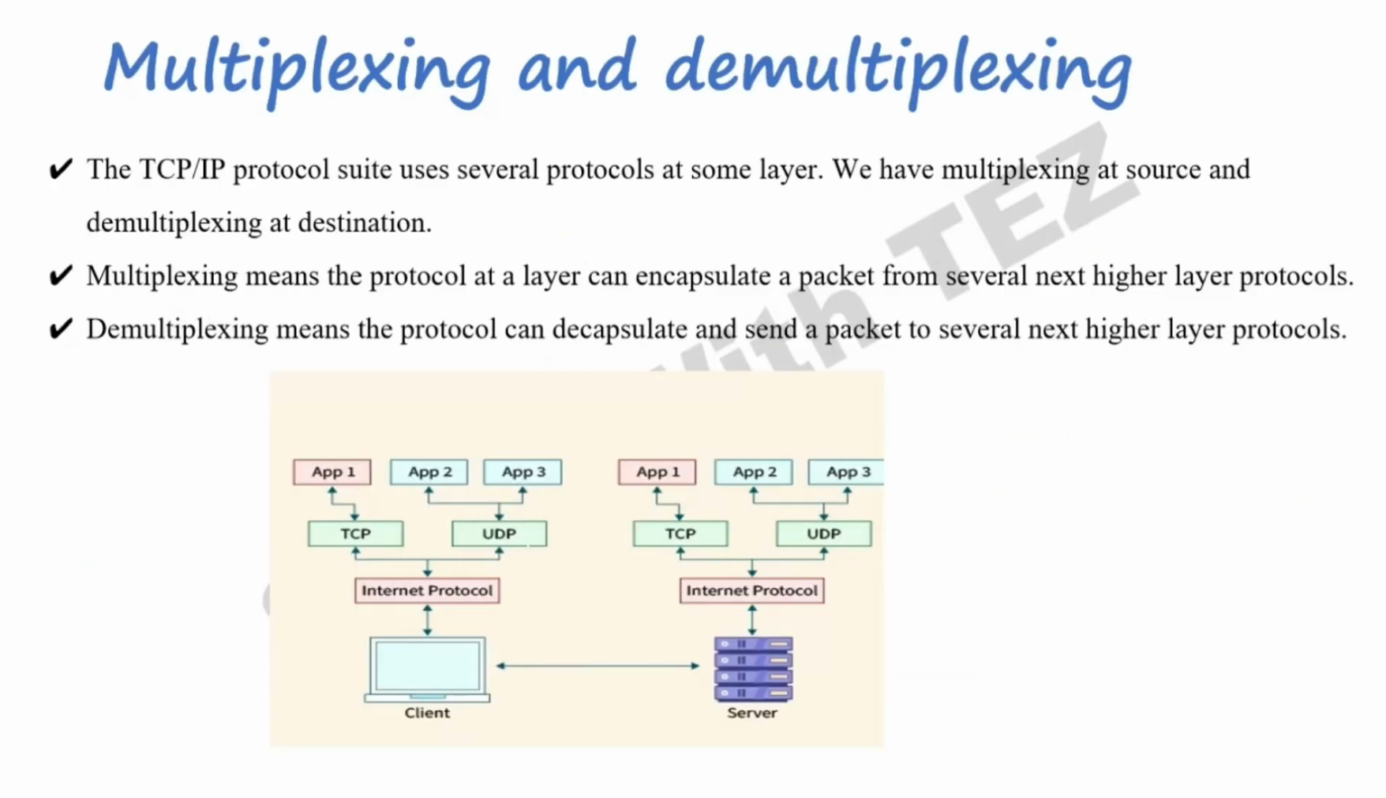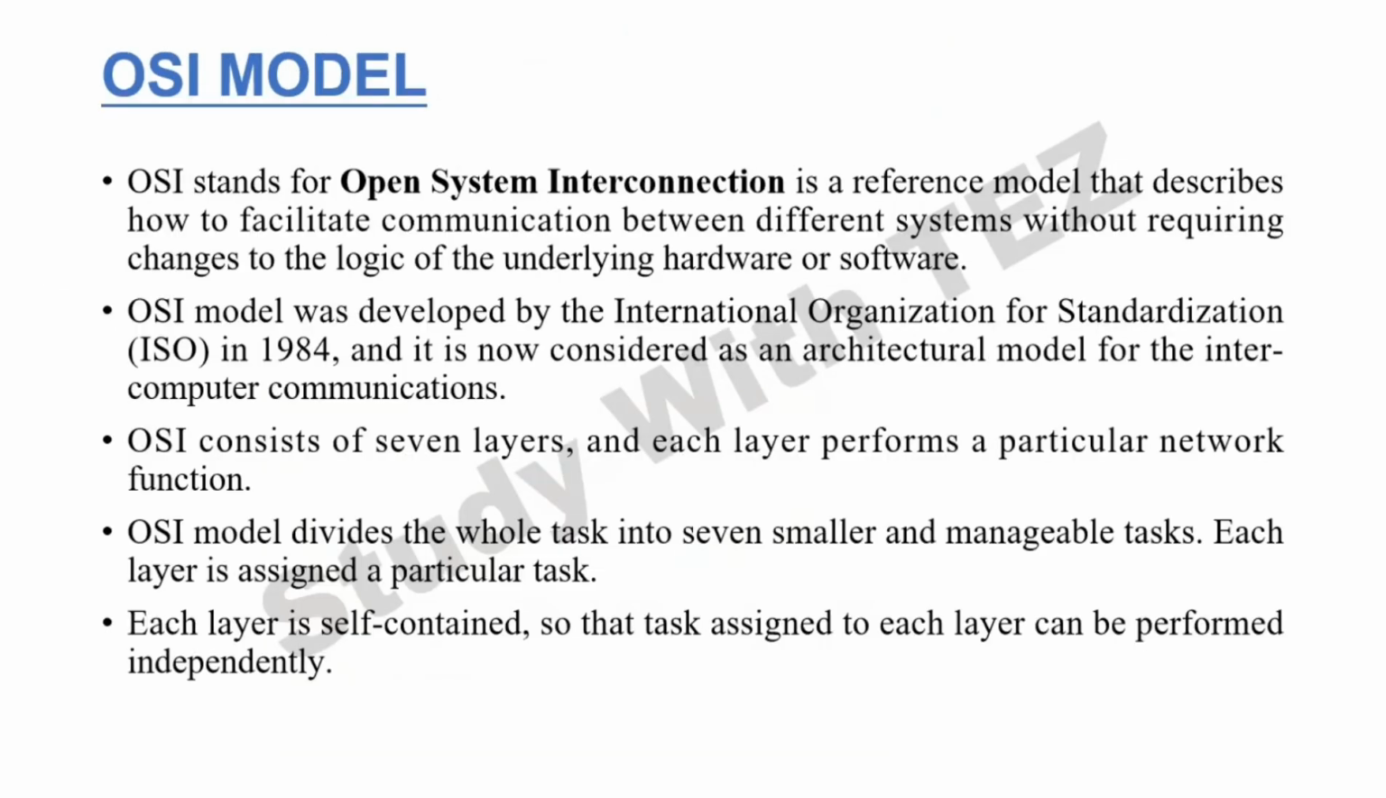Next, coming to multiplexing and demultiplexing. Here, the TCP/IP protocol suite uses several protocols at some layers. We have multiplexing at the source and demultiplexing at the destination. Multiplexing means a protocol at a layer can encapsulate packets from several next-higher-layer protocols, and demultiplexing means this protocol can decapsulate and send the packets to several next-higher-layer protocols.